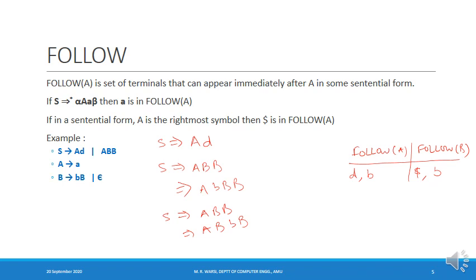If I start the derivation from capital S, in the first step of the derivation, I obtain the sentential form capital A, capital B, capital B. I expand the B using the second production. I replace it with epsilon, and I obtain the sentential form capital A, capital B. I expand the capital B using epsilon, and I obtain the sentential form capital A. And if you look at this sentential form, capital A is the rightmost symbol, so dollar will be added to the follow of capital A. So I add dollar to the follow of capital A.